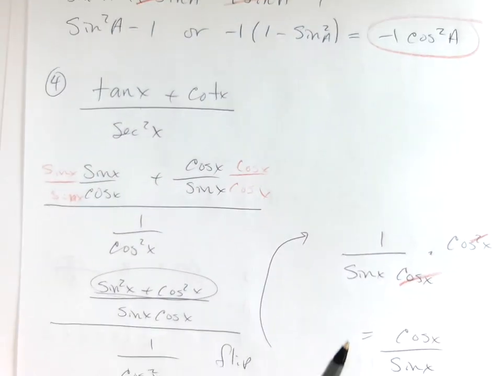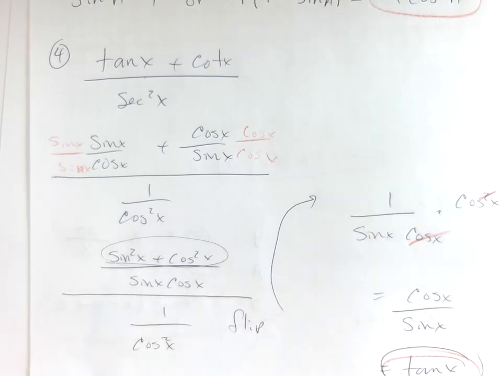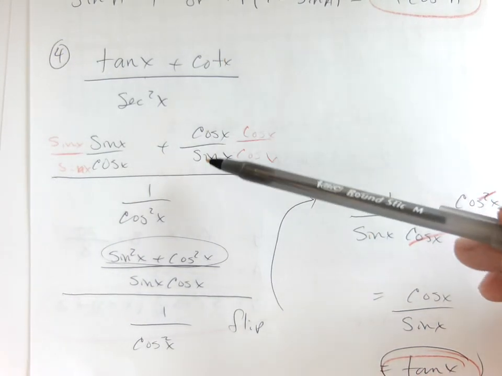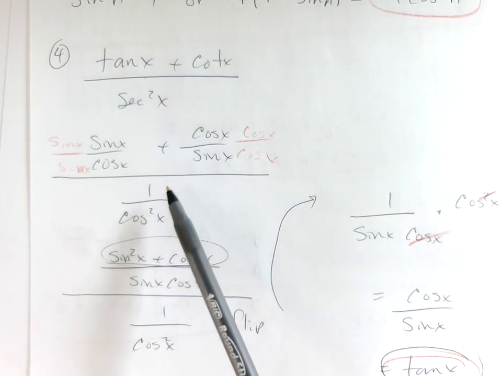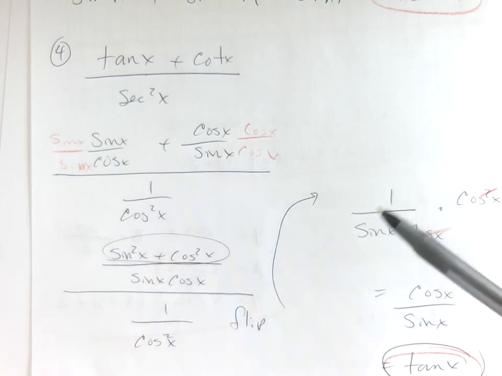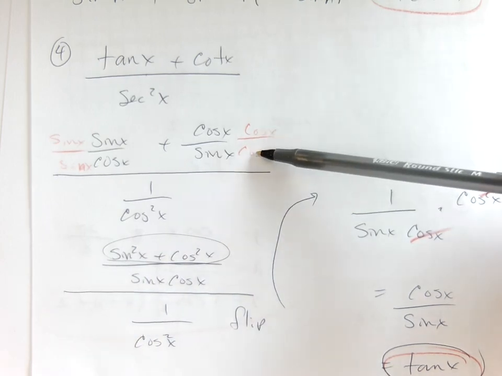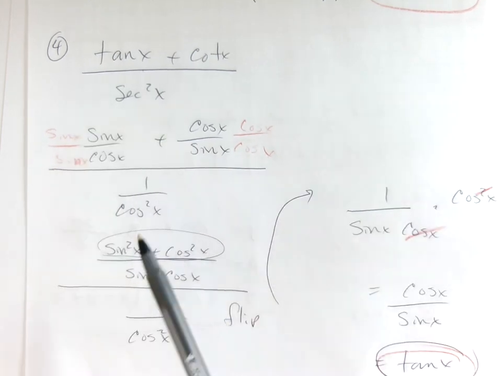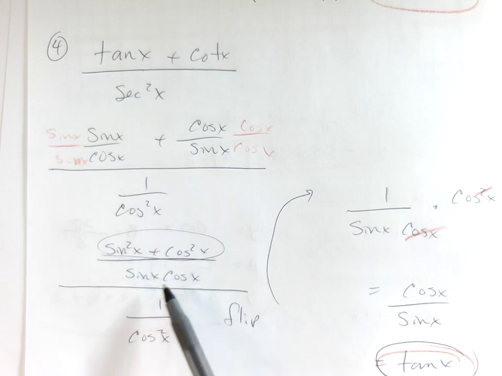Okay, 4. We've done this one before. We'll take a look at it again. Tangent, sine over cosine. Cotangent, cosine over sine. And then secant squared is 1 over cosine squared. I need to add these two fractions, so I need a common denominator. Multiply by cosine over cosine, sine over sine, so that my common denominator is right here, sine cosine.